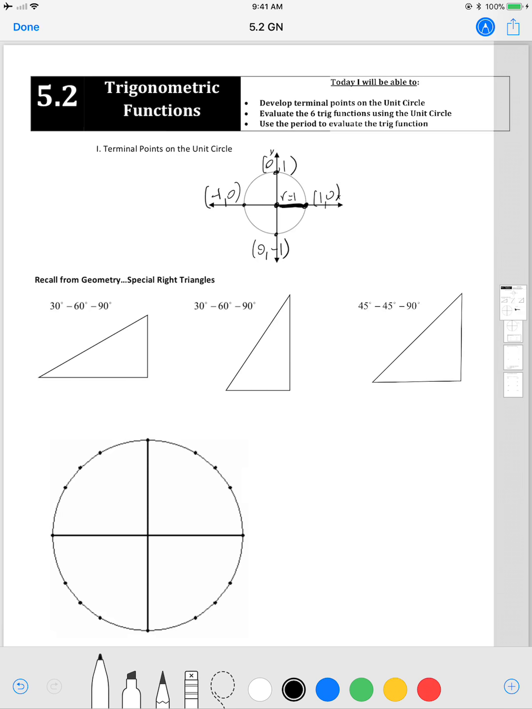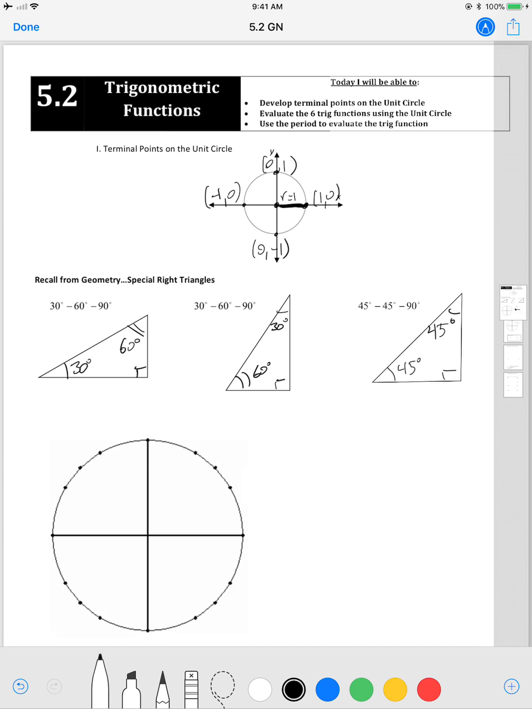So if you'll recall, these right triangles are 30, 60, 90. So we have 30 degrees here and 60 degrees up here. We could turn that on its side if we want the 30 degrees down in the corner. And we also have a 45, 45, 90 triangle, just like that. And also from geometry, we have ratios of the sides of the special right triangles.